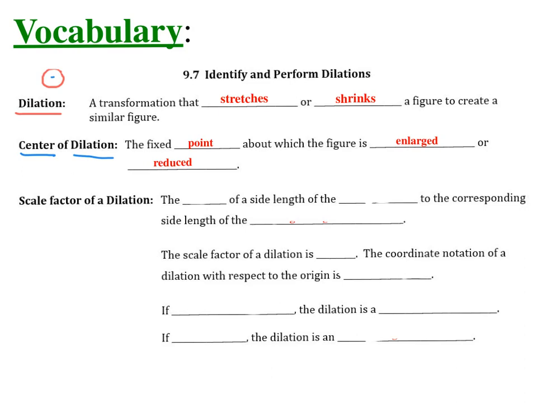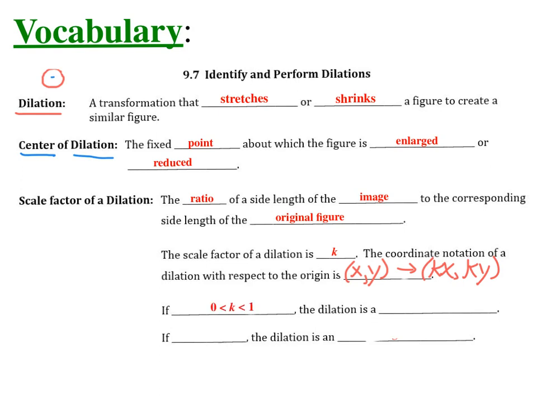Scale factor for dilation is going to be the ratio of the side lengths of the image compared to the side lengths of the pre-image, or the original figure. Scale factor is typically represented with the letter k. My points are going to change from x, y, and when I apply the scale factor, it's going to be multiplied by that. So it's going to be k times x and k times y. You'll see that in some of our examples in a little bit.